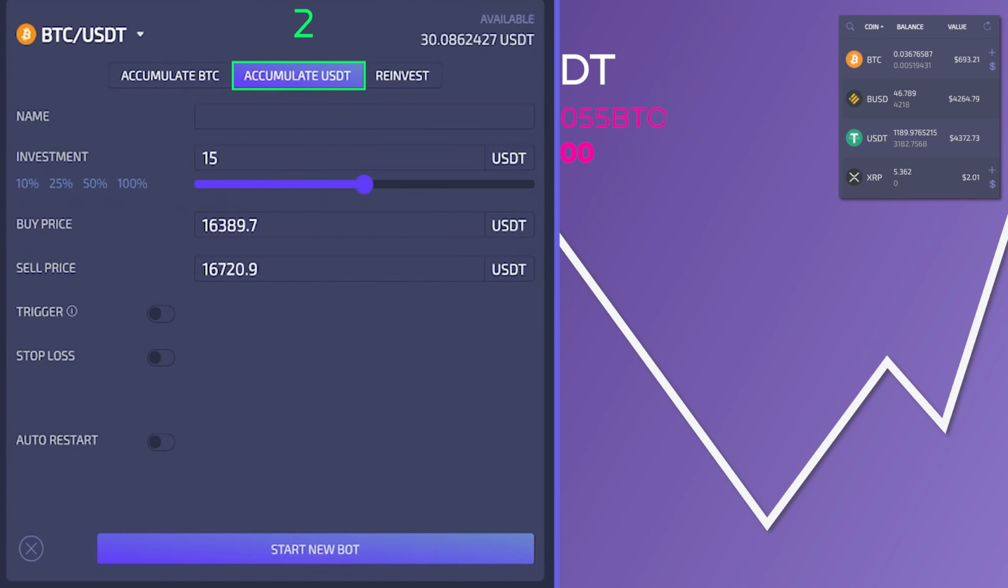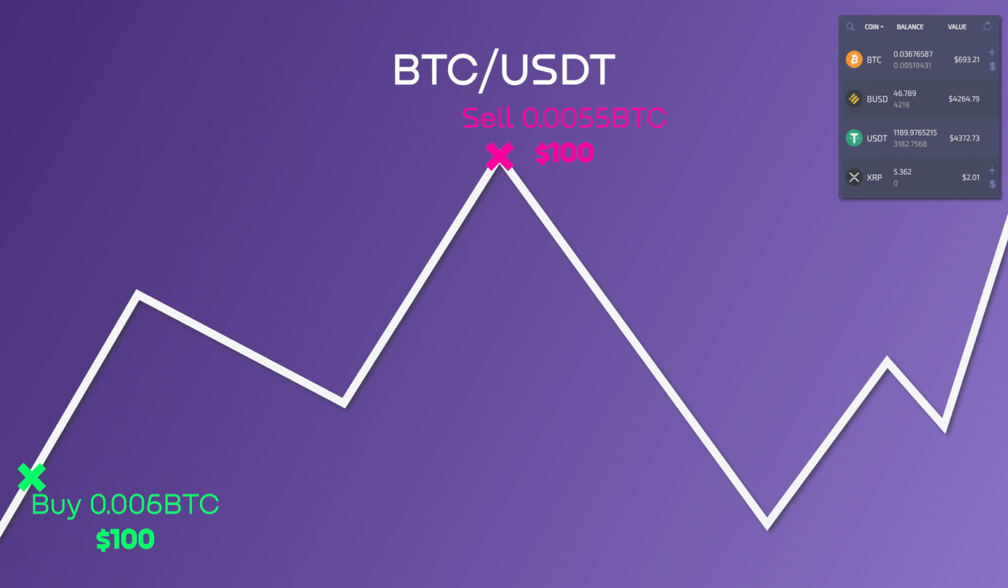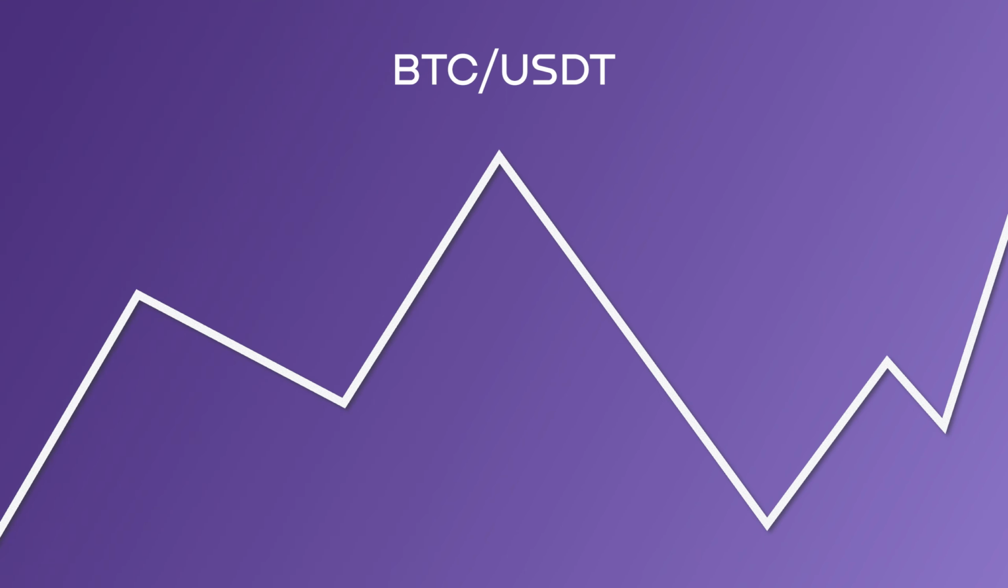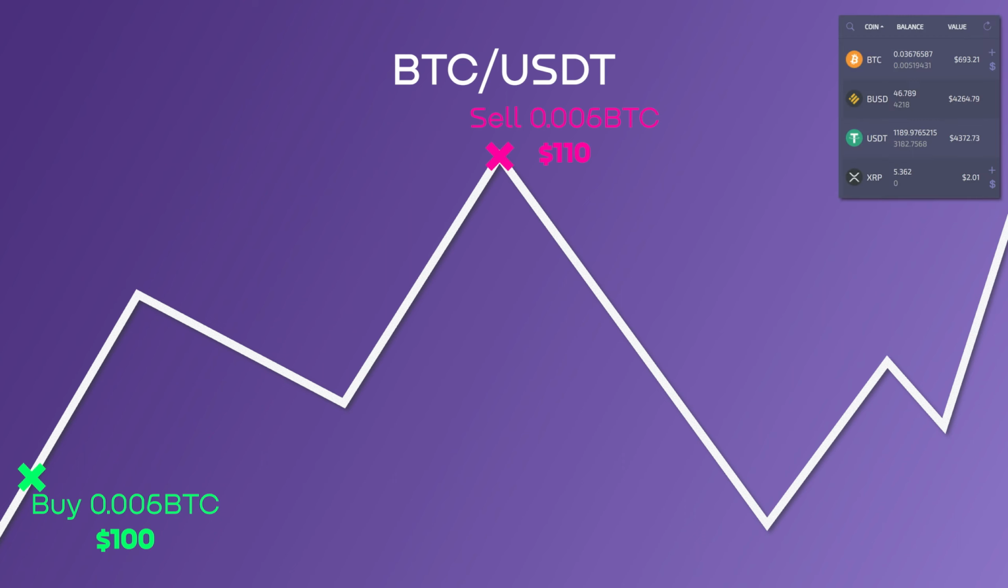2. Accumulate quote currency. Let's take the same example. We bought some Bitcoin for 100 USDT on the low, and when the Bitcoin price rises to 110 USDT total, we sell all the Bitcoin we have, thus getting 110 USDT back and a surplus of $10, which the bot will leave in our portfolio untouched.